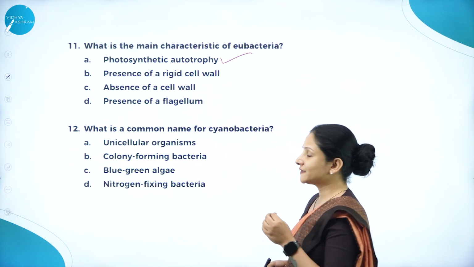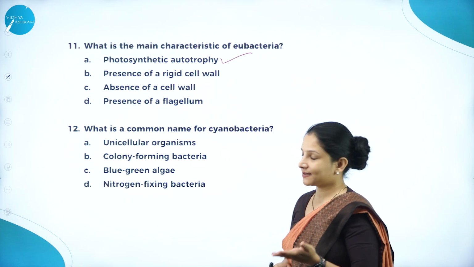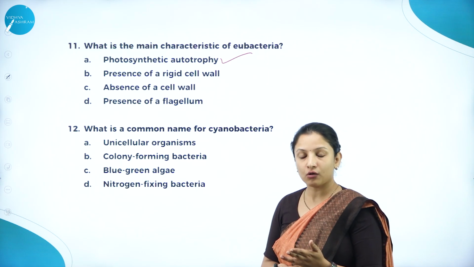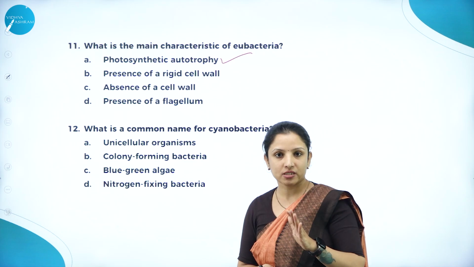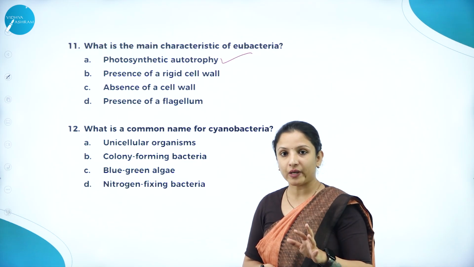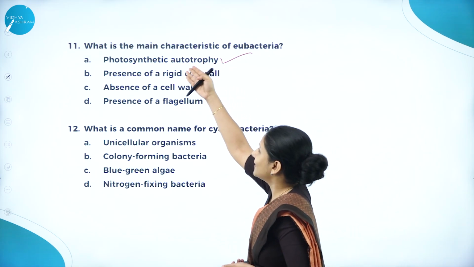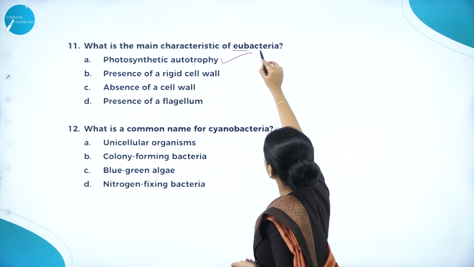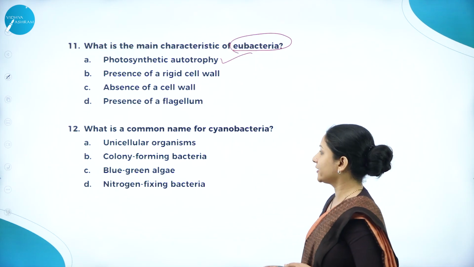Photosynthetic autotrophy is one of the main characteristics of eubacteria, because in Archaebacteria you do not find photosynthetic autotrophy. And absence of cell wall, yes, bacteria can lack a cell wall. Bacteria can have a flagellum, and they can have a rigid cell wall also, depending on the extreme condition in which they are surviving. All the answers are correct regarding bacteria, but here we have to find the main characteristic of eubacteria. So that is why photosynthetic autotrophy is the answer you need to choose.